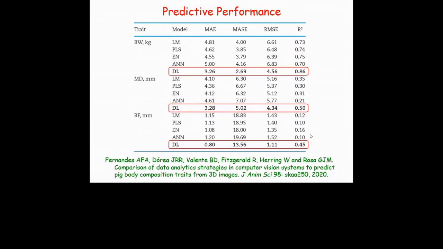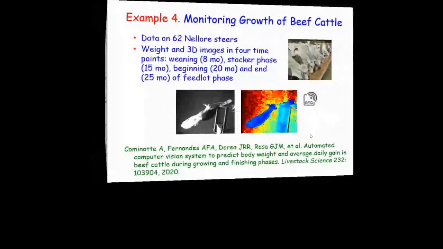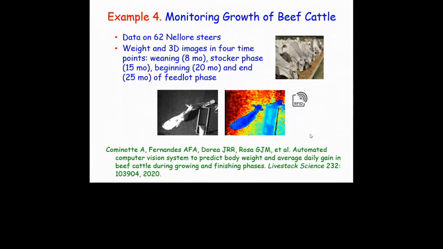Very good prediction ability, let's say, like the square of the predictive correlation. It's very good for the body weight, not so good for body composition. So you may need larger sample sizes and maybe try some different approaches here. Same thing we use for beef cattle.